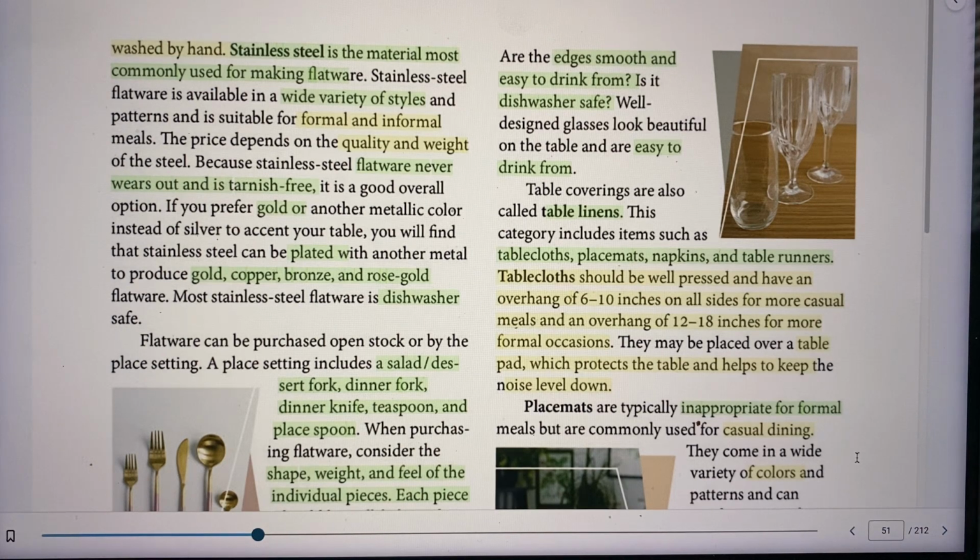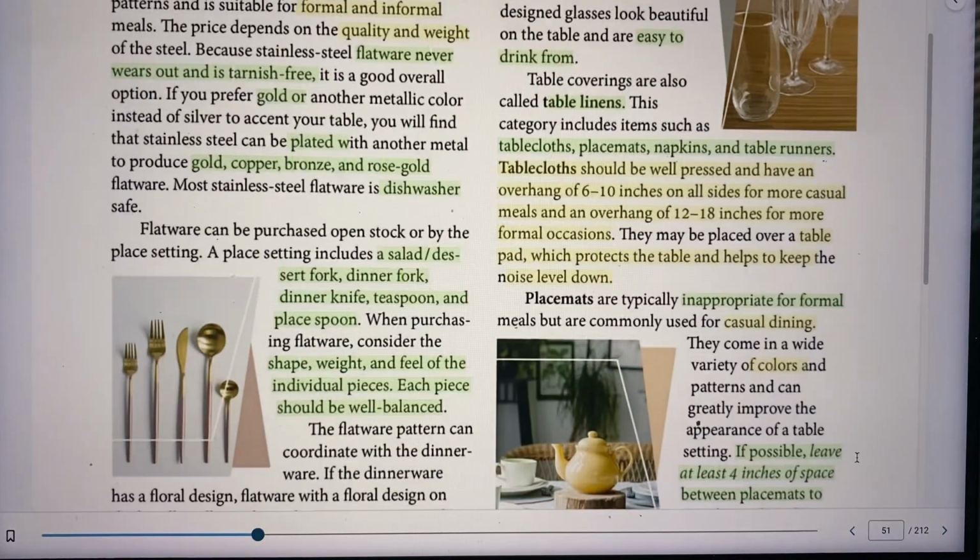Let's talk about tablecloths. They should be well pressed. Sometimes I get one out and you can see the creases where it was folded up, and I think, oh dear. So I put them in my dryer with a little bit of water and puff them up so I can get all of those wrinkles out. Sometimes I iron them. I don't like to iron very well, but tablecloths should be well pressed and have an overhang of 6 to 10 inches on all sides.